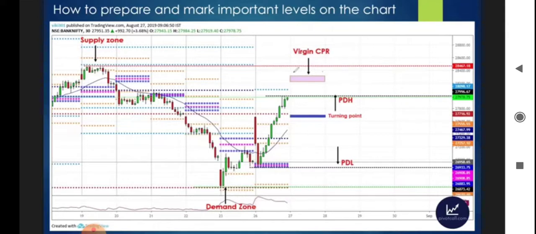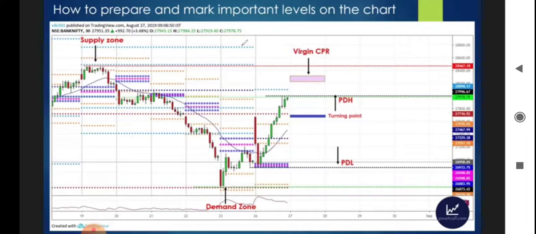Then you can see here I marked virgin CPR. This is the virgin CPR. Which virgin CPR did I mark here? This virgin CPR. On the 28th there was a virgin CPR because the candlestick did not enter inside.